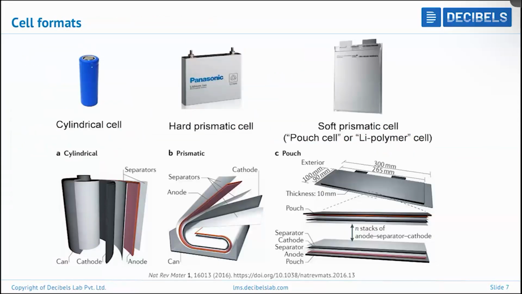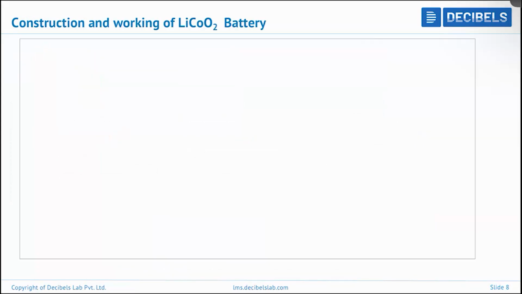So we know that battery cells, based on the design, are classified into cylindrical cell, hard prismatic, and soft prismatic, that is, pouch cell. Their arrangement of the electrodes inside is different. Physically they are different, but the electrochemistry of all these formats is the same. Whatever the shape, the electrochemistry is mostly the same.